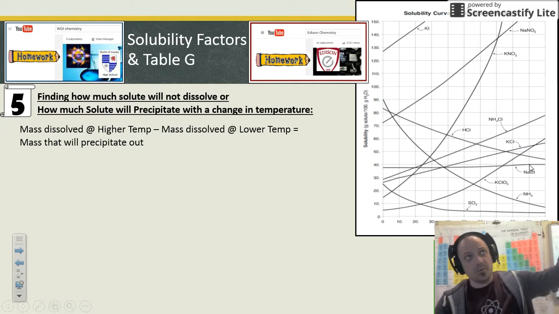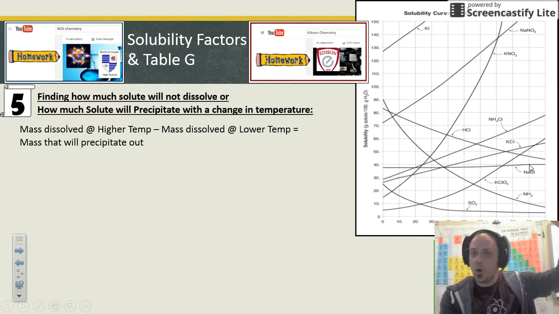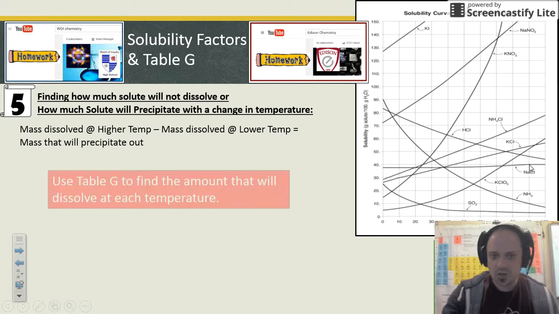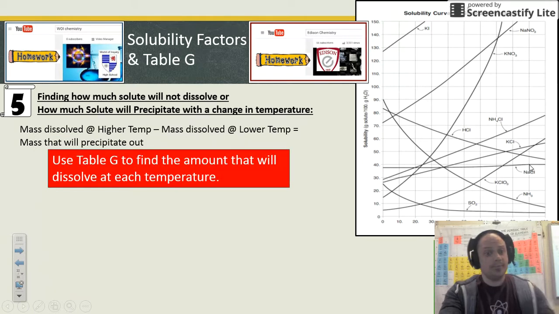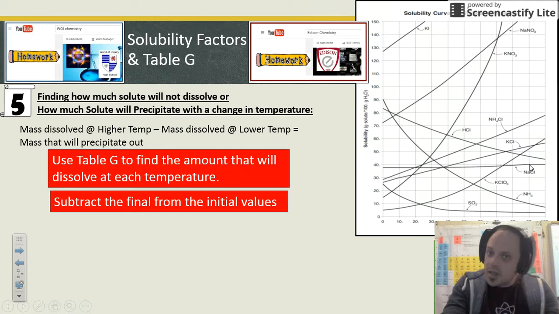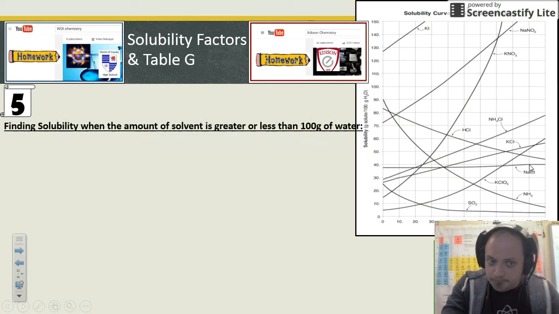So if 100 grams dissolve at 50 degrees, but only 40 grams dissolve at 20 degrees, the difference there is 60 grams. If you change the temperature, the amount of material that dissolves will also change. Table G will find the amount that will dissolve at each temperature. You subtract and find the difference. You see how much material falls to the bottom.